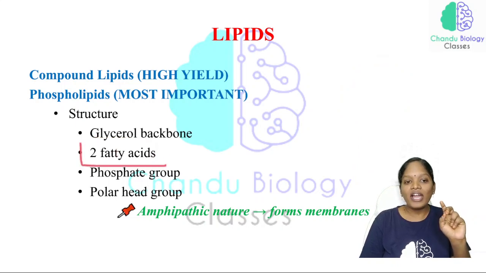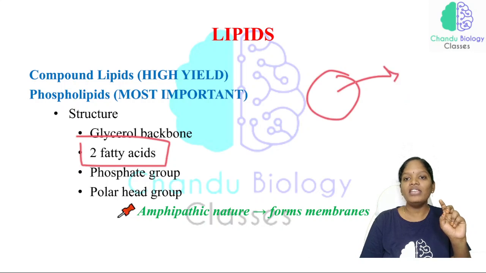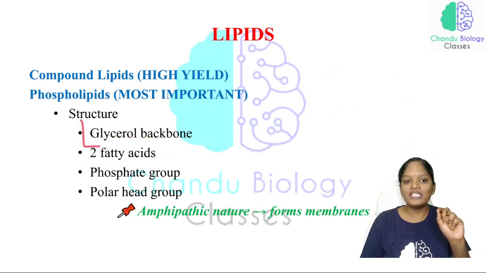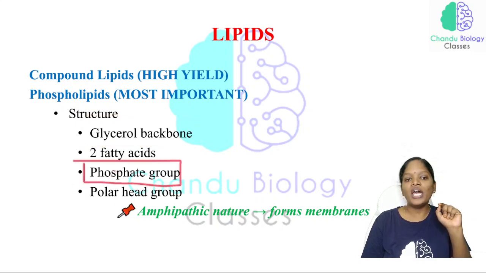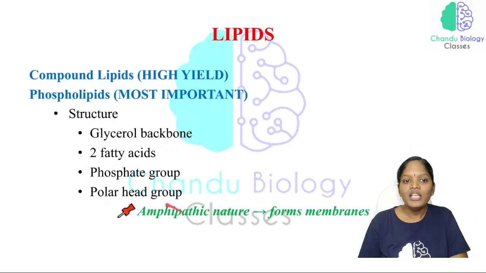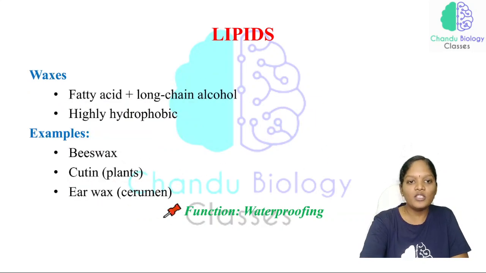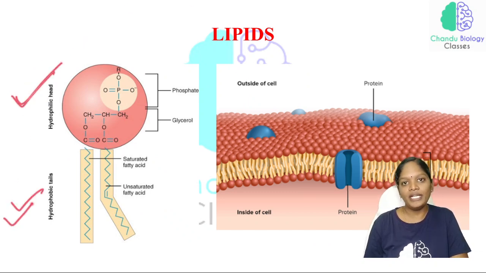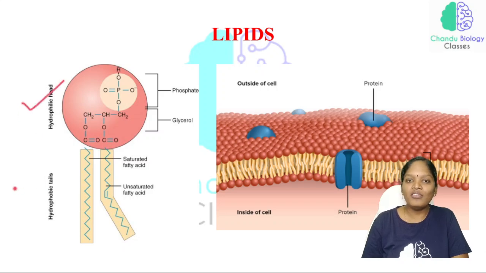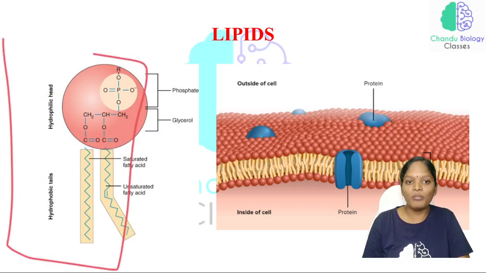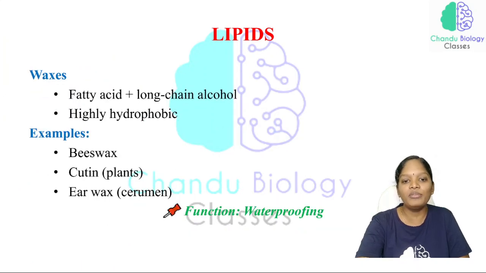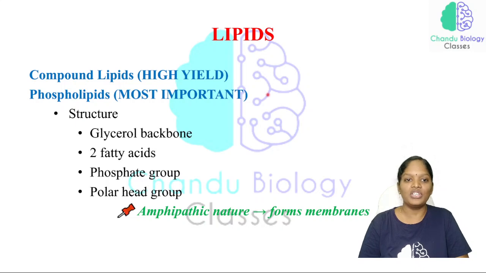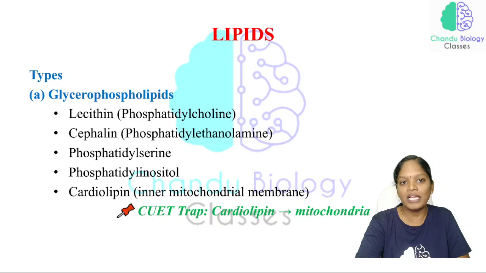In the head region we have an alcohol and the phosphate, which is why we say glycerol backbone, and there is a phosphate group, the polar head group. Just look at this picture. It has a hydrophilic head and a hydrophobic tail. As both hydrophobic and hydrophilic parts are present in the same compound, we call phospholipid amphipathic in nature. Phospholipid is majorly involved in forming the plasma membrane.